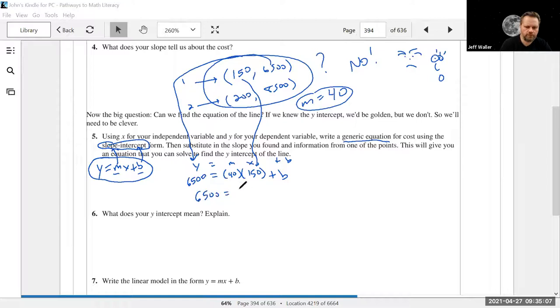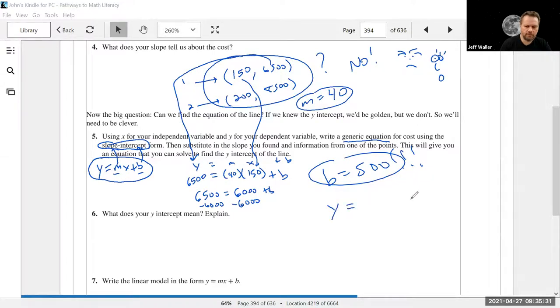So what's 40 times 150? 6,000. And then, of course, I just have to subtract 6,000 from both sides. And now we know that B is 500! So what's my equation then? This is where people kind of circle this and keep going, but you haven't written the equation yet. Right, y equals mx plus b. Now do we know everything we need to know? Y equals 40x plus 500. There we go.